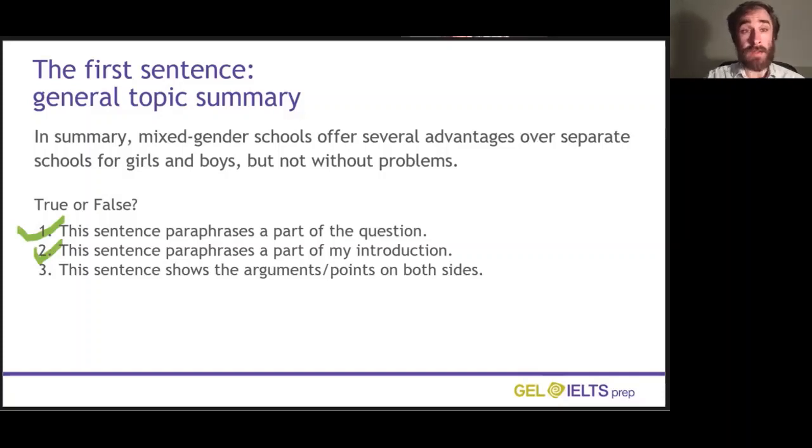Sentence number 3 is false. Your first sentence will, as I said before, summarize the topic of the essay. You'll give an outline of the two sides, just like this example here. Mixed gender schools versus separate schools for girls and boys. But it doesn't explain what the points are. It doesn't explain what the negative aspect of mixed gender schools are or what's good about separate schools. So it doesn't actually say anything about the arguments or points. You should save this for the summarizing sentence that comes after your first sentence.